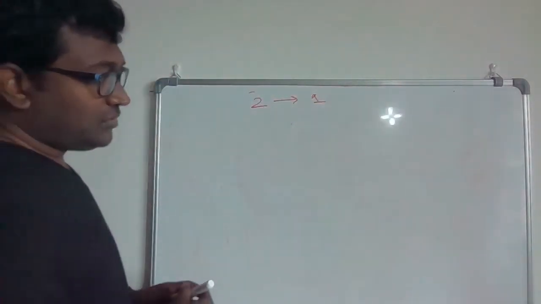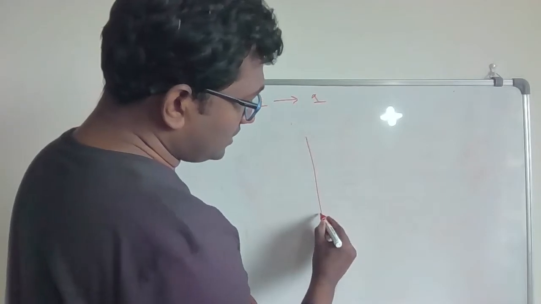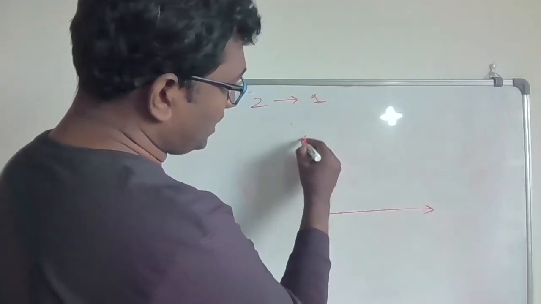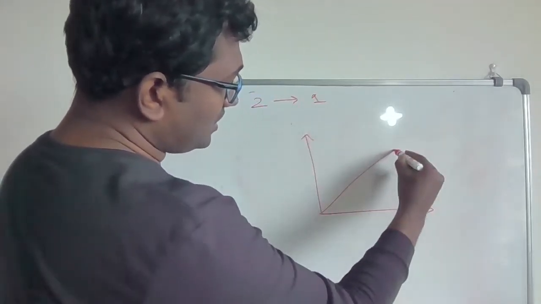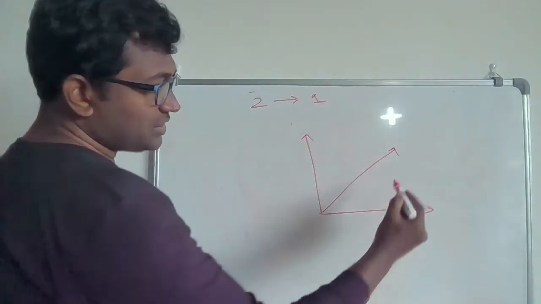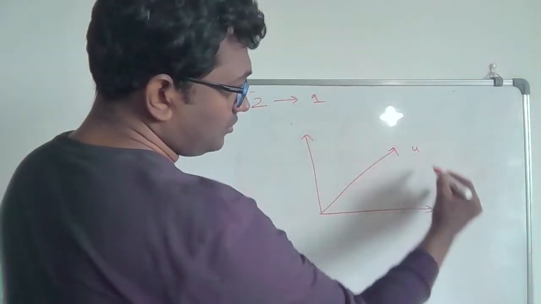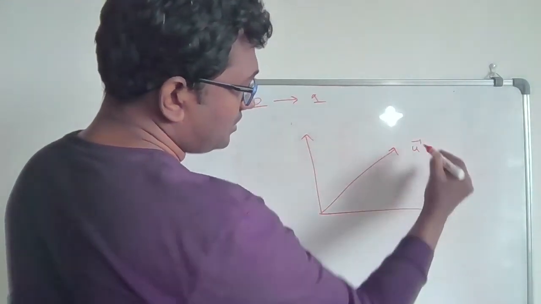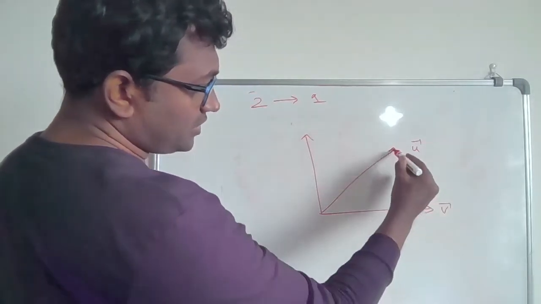Now, looking at this graph, this vector once again, you can see that a projection can be represented like this. This is the u vector, this is the v vector, and the projection is like this.